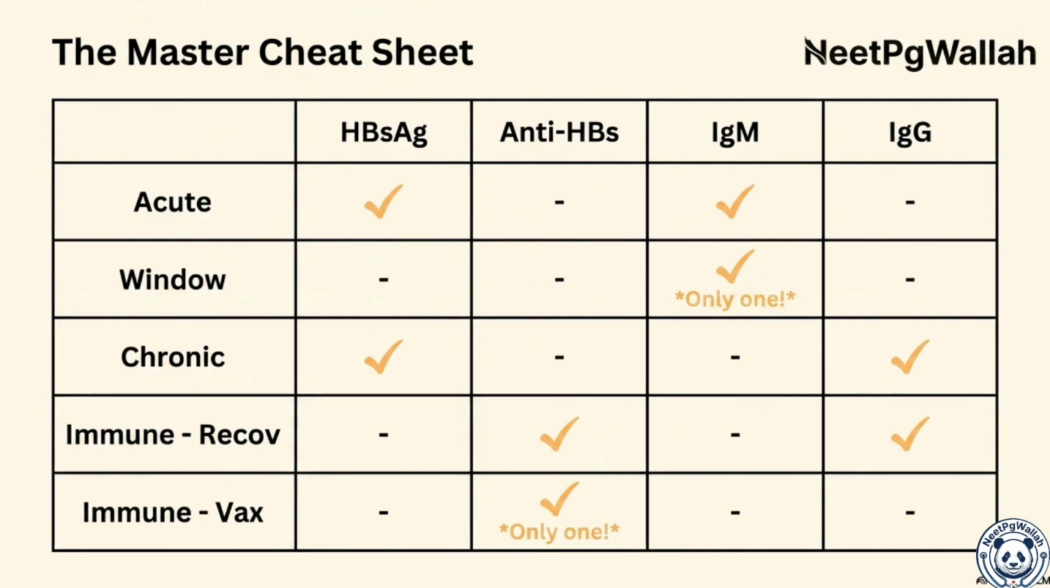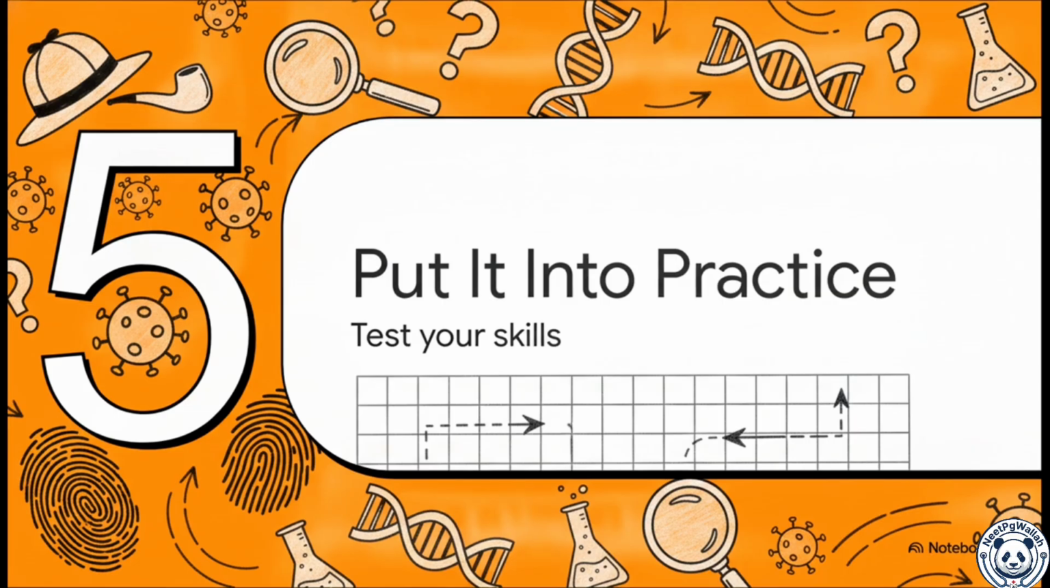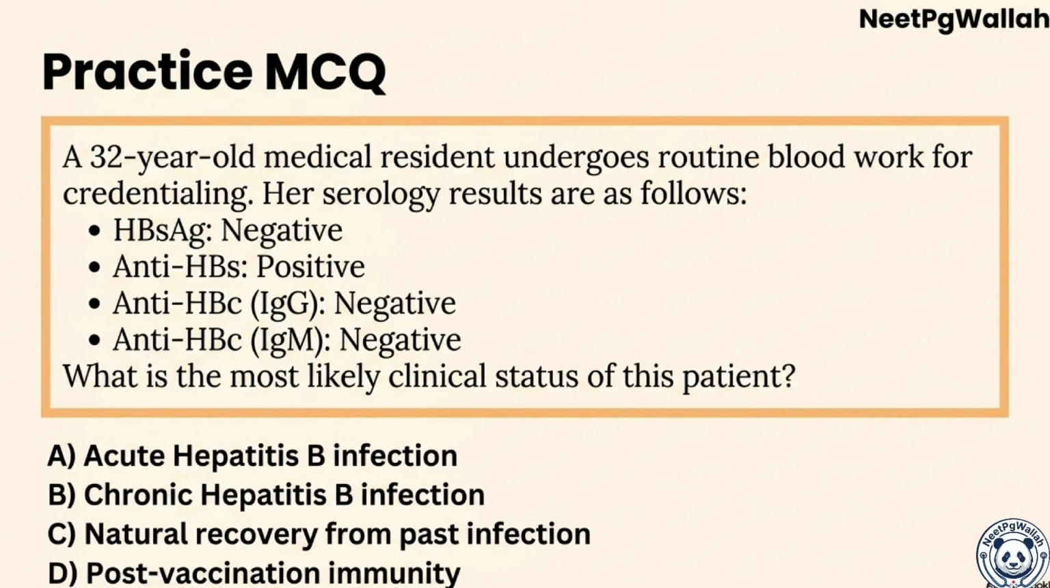Let's wrap things up with Section 5, put it into practice. You've learned the blueprint, so let's test your new detective skills with a classic scenario. A 32-year-old medical resident undergoes routine blood work for credentialing. Her serology results are as follows. HBsAg is negative. Anti-HBs is positive. Anti-HBc IgG is negative. Anti-HBc IgM is negative. What is the most likely clinical status of this patient?